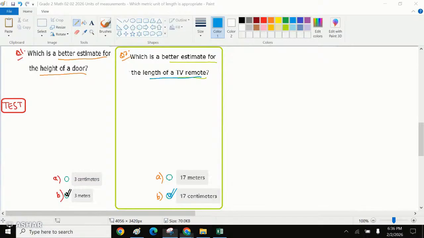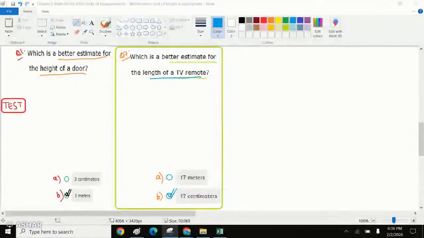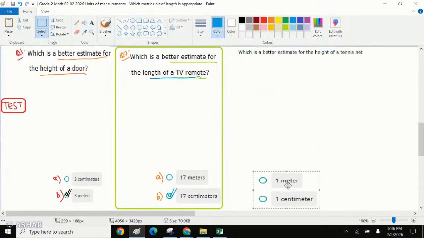The next question says, which is a better estimate for the height of a tennis net? We just did this question. Tennis net we did recently. We have these two options, option A and option B. This is our question number 3. It says 1 meter or 1 centimeter. Oh, very nice, thank you. 1 meter. Yes, 1 meter.